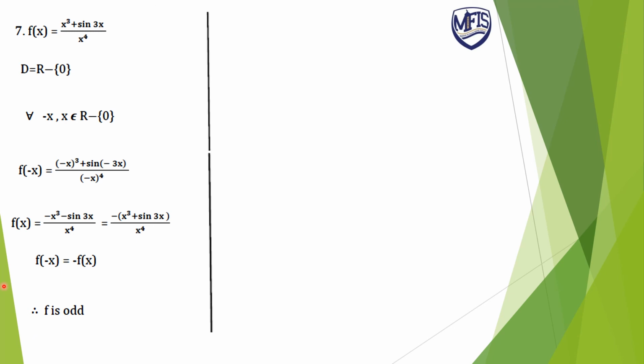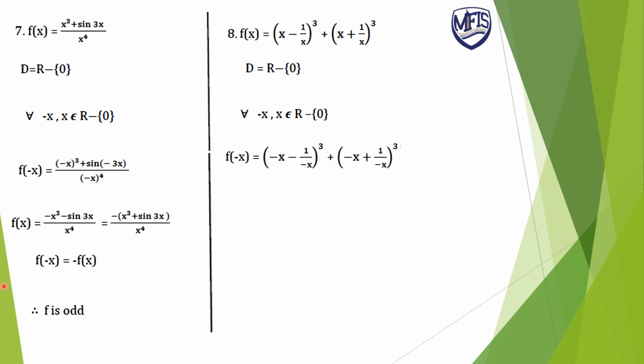Okay. Number 8. If f of x equals x minus 1 over x, all power 3, plus x plus 1 over x, all power 3, the domain is R minus 0. We can test it by putting negative x. We write here: for every x and negative x belong to R minus 0, f of negative x equals, we replace every x here, here, here and here with negative.